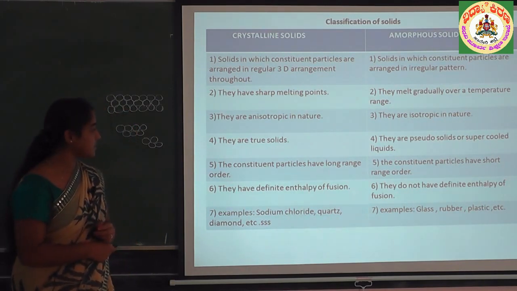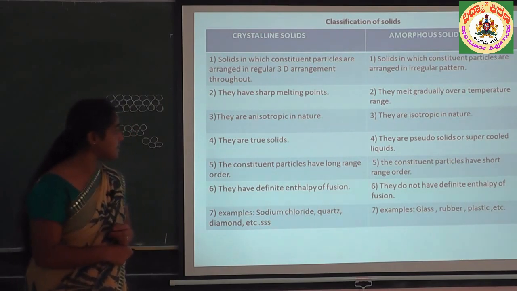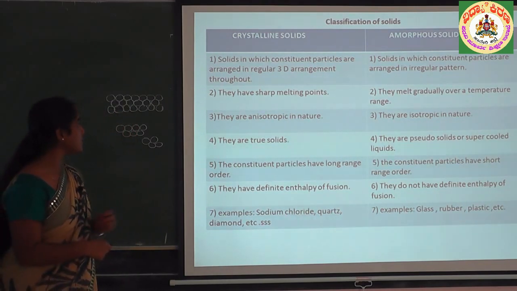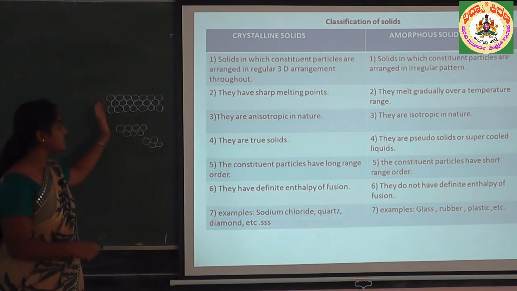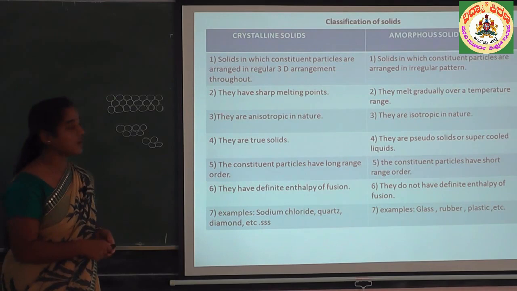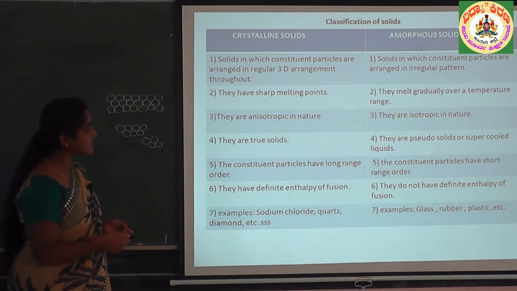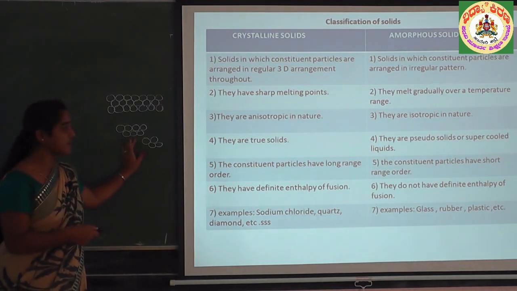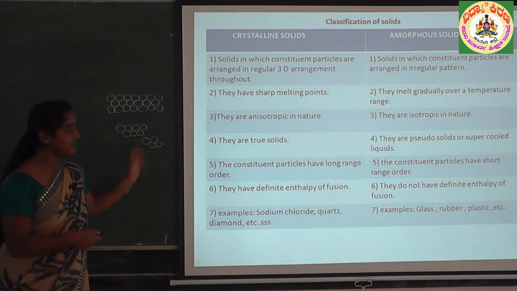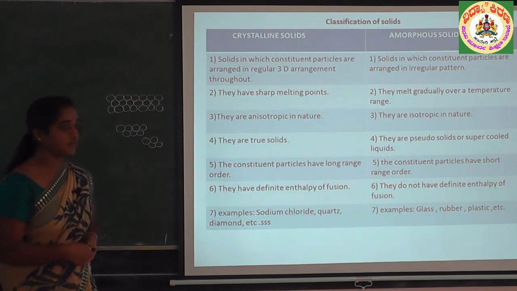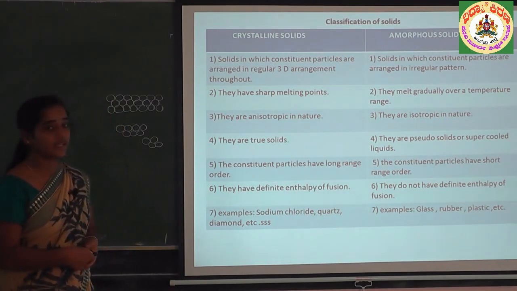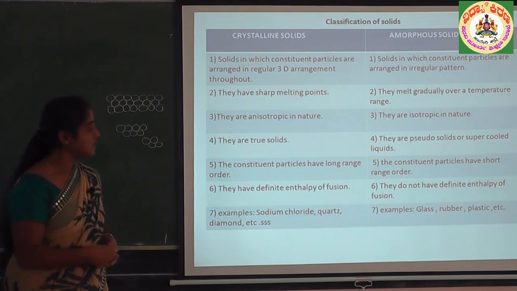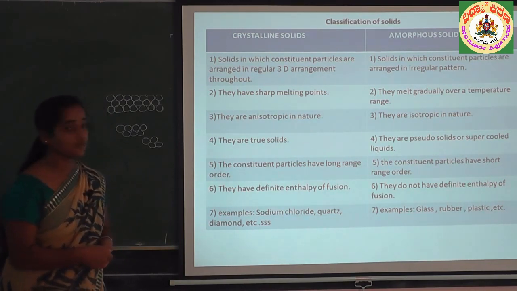Okay, then the fifth one, the constituent particles have long range order. In crystalline solids the constituent particles have long range order, while in amorphous solids the constituent particles have short range order. These have long range order and these have short range order. Then the sixth important difference is that crystalline solids have a definite enthalpy of fusion, whereas amorphous solids do not have a definite enthalpy of fusion.